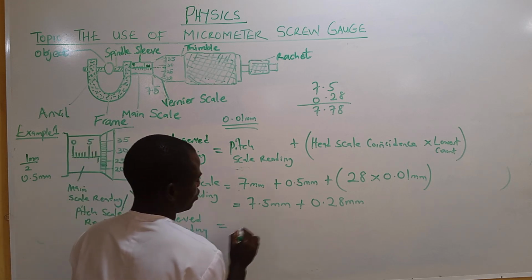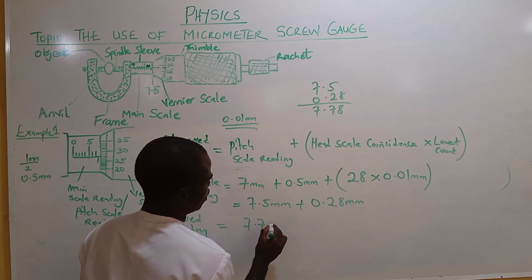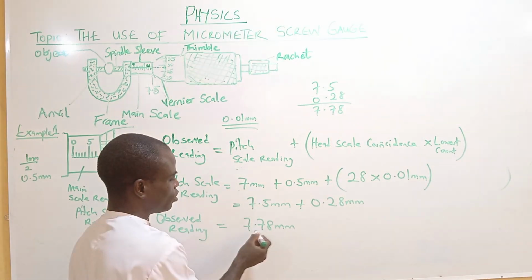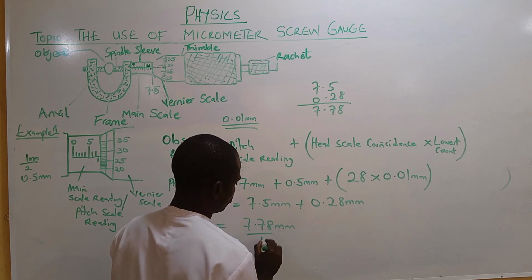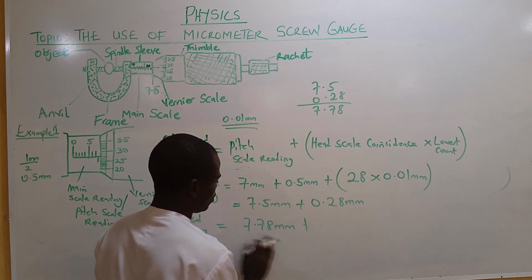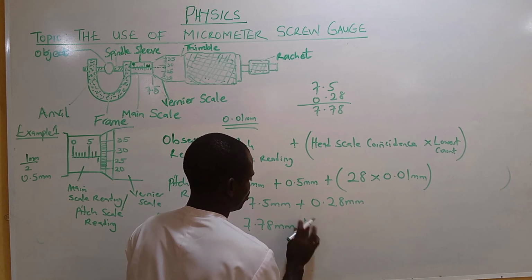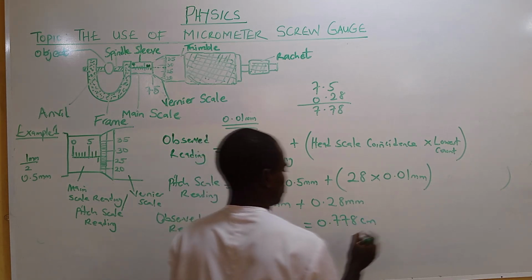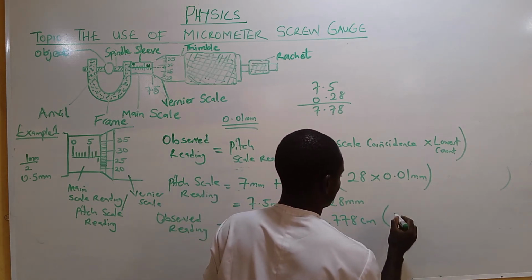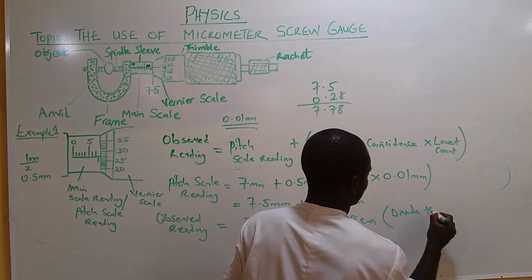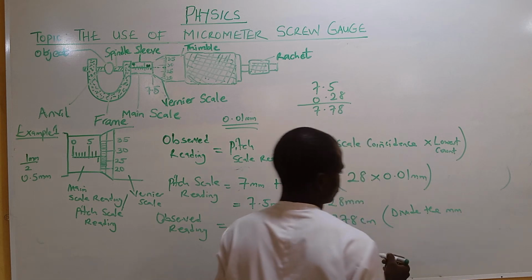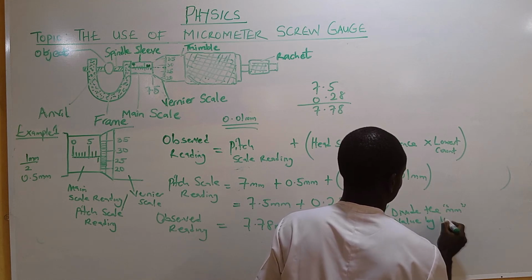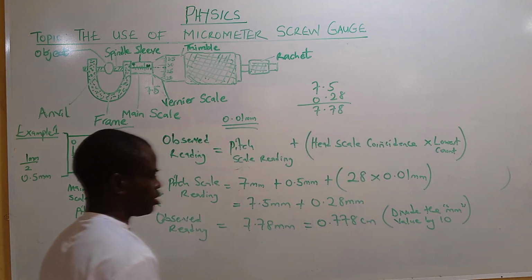The observed reading equals 7.78 millimeters. Now, if the answer is required in centimeters and the answer is in millimeters, you divide by 10 to convert. Divide by 10 equals 0.778 centimeter. We divide the millimeter value by 10 so that we convert it to centimeter.